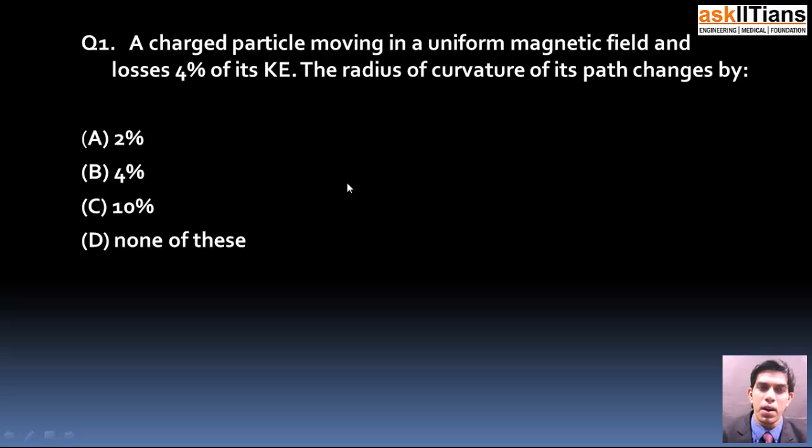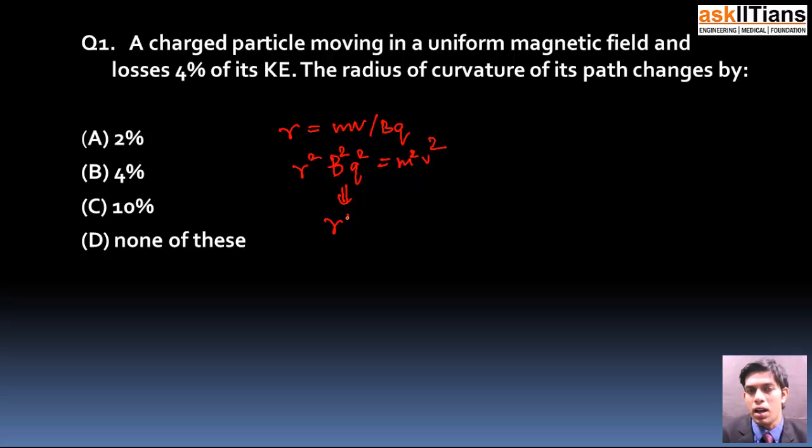First question states, a charged particle moving in a uniform magnetic field loses 4% of its kinetic energy. The radius of curvature of its path changes by? We know that the radius of curvature R is equal to mv by Bq. We now somehow have to establish a relation between the radius of curvature R and the kinetic energy KE. So squaring this expression, R squared B squared Q squared is equal to m squared v squared. Shuffling the different terms, we get the relation between the radius of curvature and the kinetic energy: RBQ is equal to root over 2m times the kinetic energy.